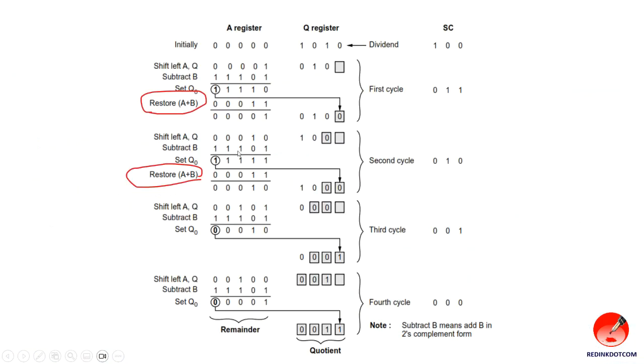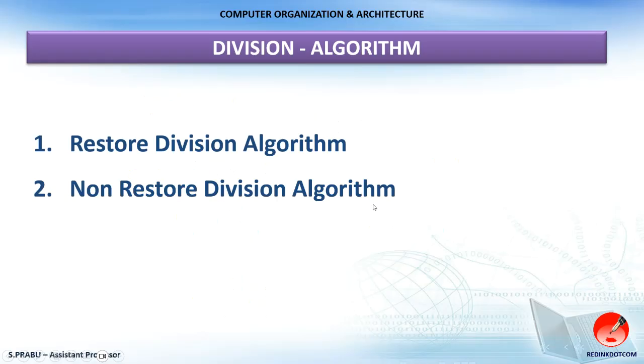In a restore division algorithm, we have to do the restoring operation repeatedly when the sign bit of A becomes 1. In this example, we have taken a 4-bit number, but in case of a 32-bit or 64-bit number, we have to do more restoring. So this restoring operation slows down the execution of the division operation. If we avoid the restoring operation, then our division operation becomes much faster. That can be done by the non-restore division algorithm.